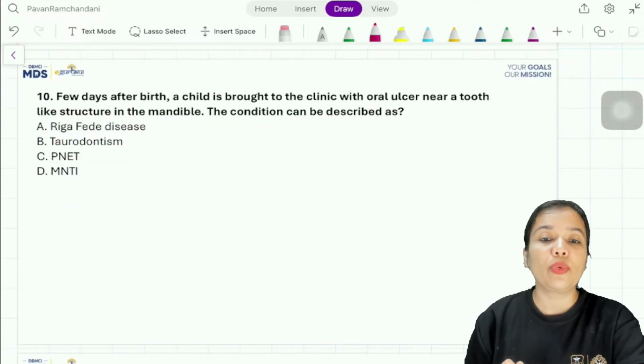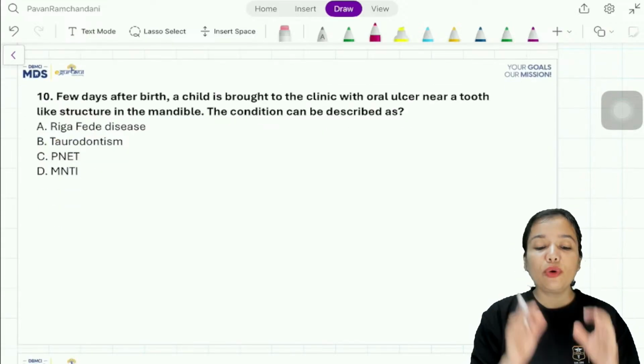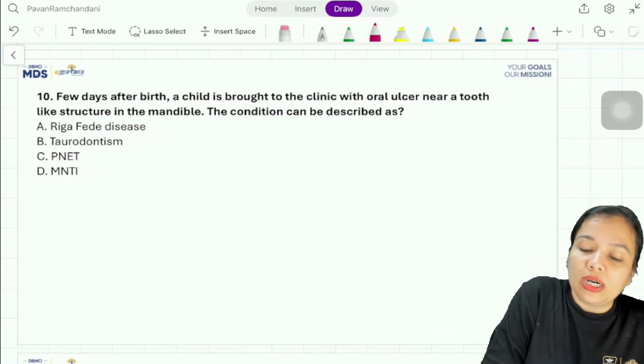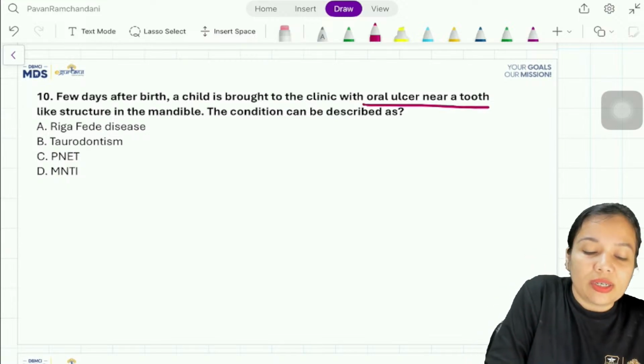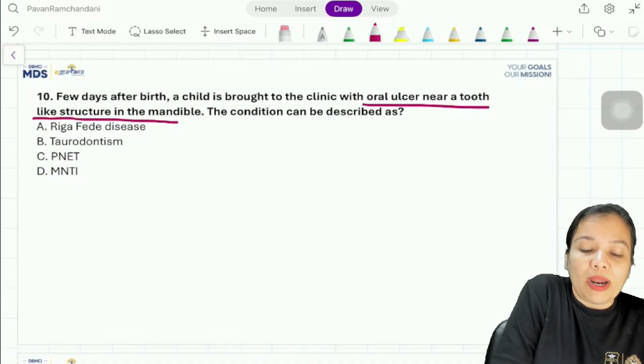Let us now come to question number 10, which is: a few days after birth, a child is brought to the clinic with an oral ulcer near a tooth-like structure in the mandible.